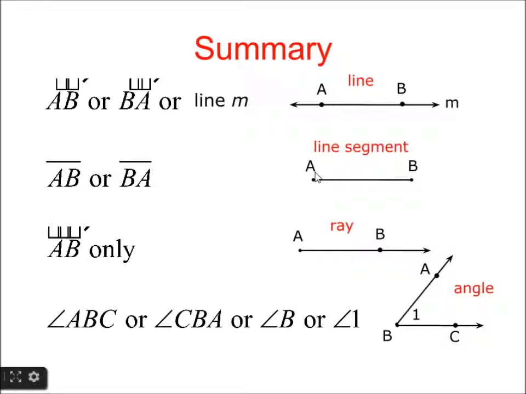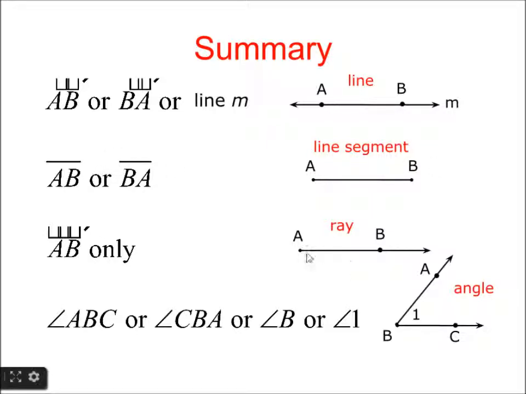Line segment has a definite length. It does not extend until infinity like a line. It is a part of a line, and it has two endpoints, and it can be denoted as AB or BA with a line on the top.